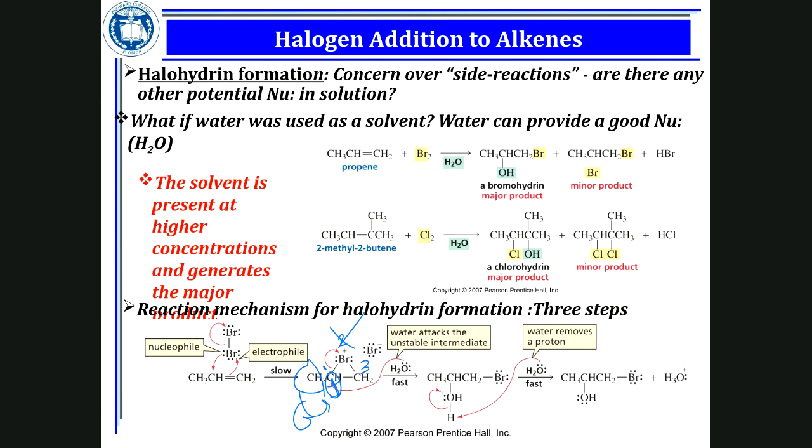So the first step is just like adding Br2. This triangle is going to form. For the first step, this triangle with the plus charge inside the triangle is going to form. Next step, H2O is coming, and now H2O has two choices: to be attached to this carbon or to be attached to this carbon, the second carbon.